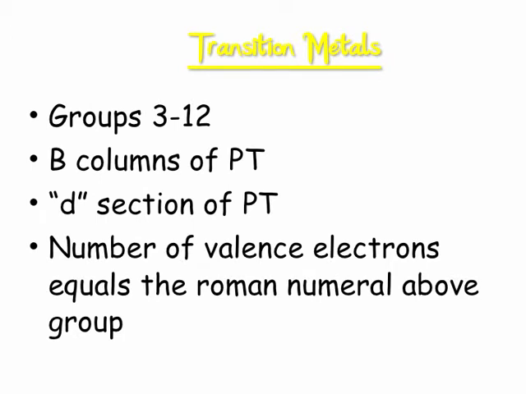Groups 3 through 12 are the transition metals, so they're that center segment of the periodic table. They are known as the B column, so after the Roman numerals you will see the letter B. They are known as the D section of the periodic table. The number of valence electrons in here equals the Roman numeral above that group. They are called transition metals because when they form ions, they can vary. So transition means change, and these guys can change depending on what their circumstances are. They can form different types of ions.